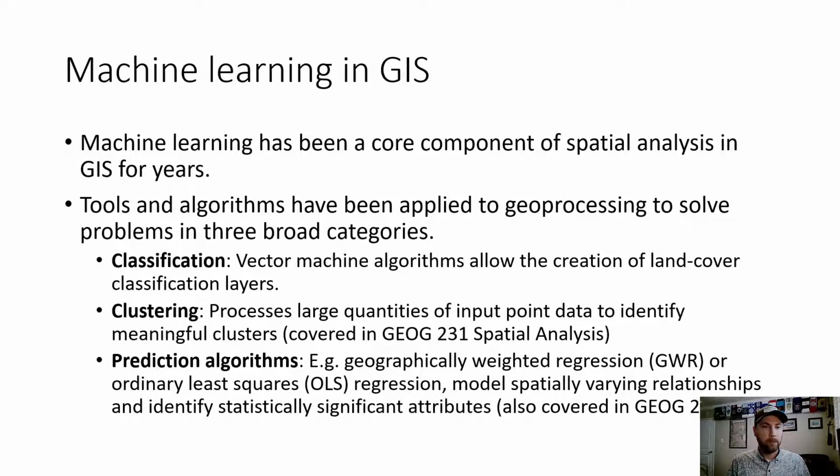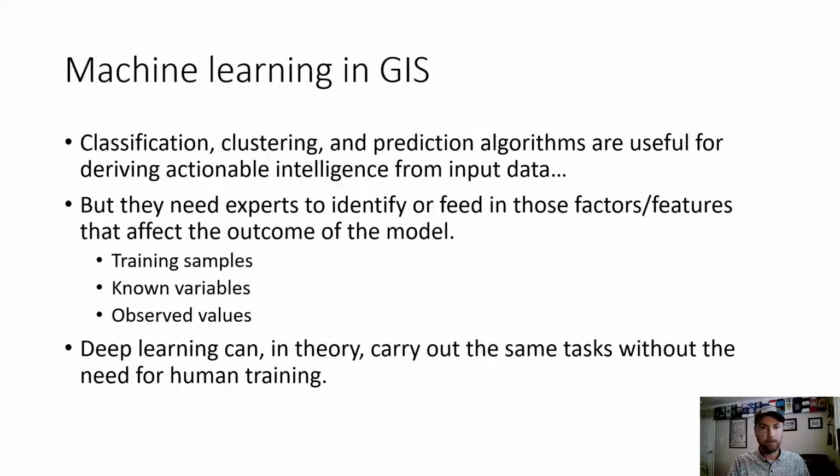And then finally, prediction algorithms, for example, geographically weighted regression, GWR, or ordinary least squares regression. These model spatially varying relationships and identify statistically significant attributes. And this is also covered in Geography 231. So these all fall into the category of machine learning because we're taking inputs with known variables, which you can consider the training samples, and we are looking to interpret unknown variables to make sense of the data.